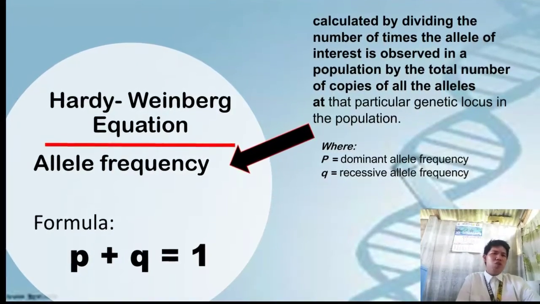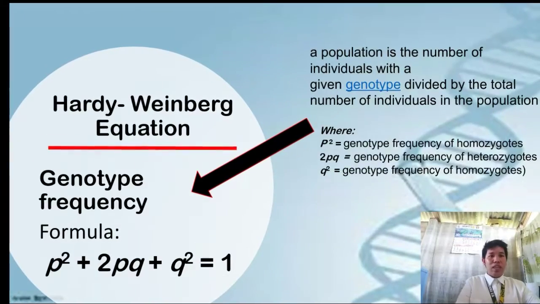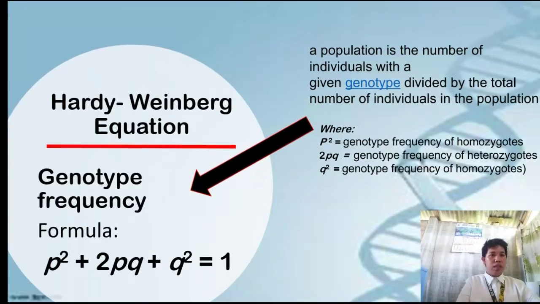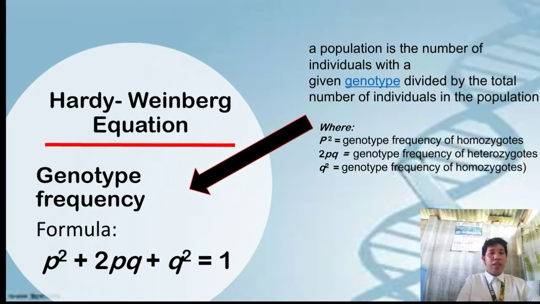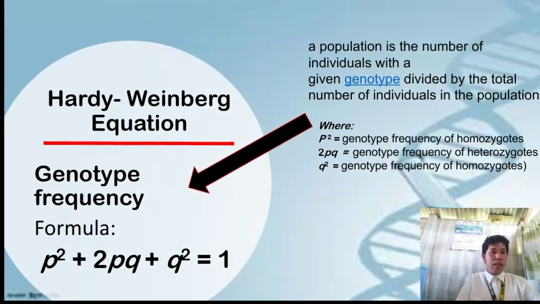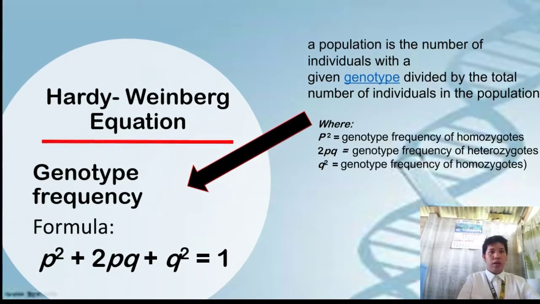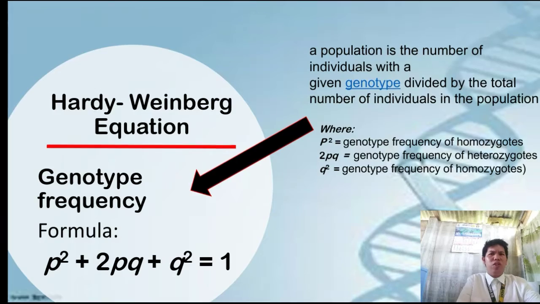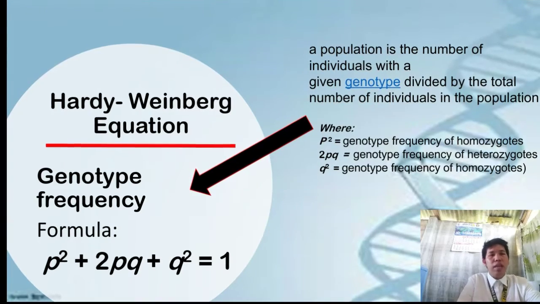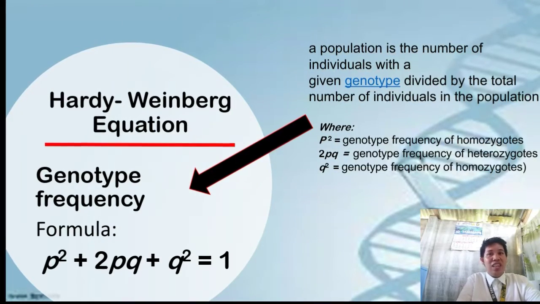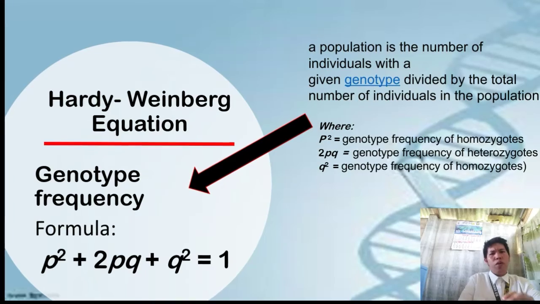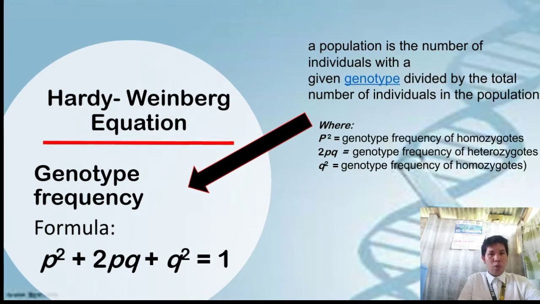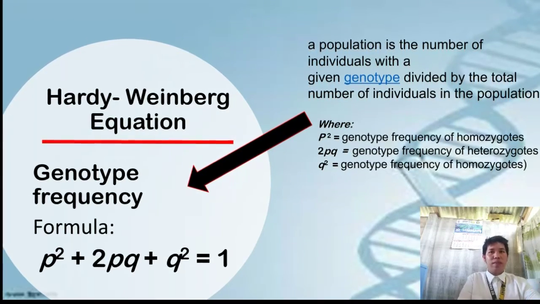But what if I wanted to know the genotype frequency? The genotype frequency in a population is the number of individuals with a given genotype divided by the total number of individuals in the population. Meaning, if I wanted to know the frequency of those that are homozygous dominant, heterozygous, or homozygous recessive, then I can use this other Hardy-Weinberg equation with the formula p² + 2pq + q² = 1.